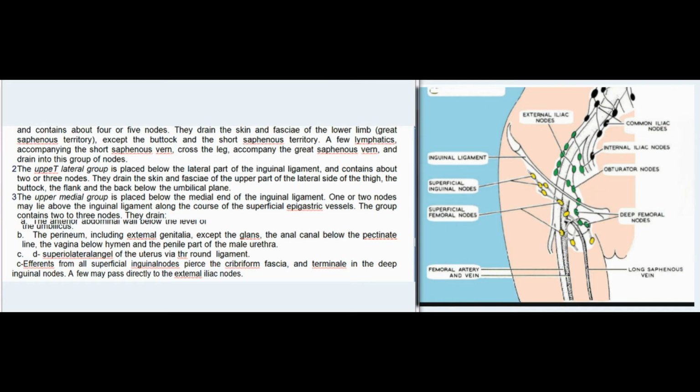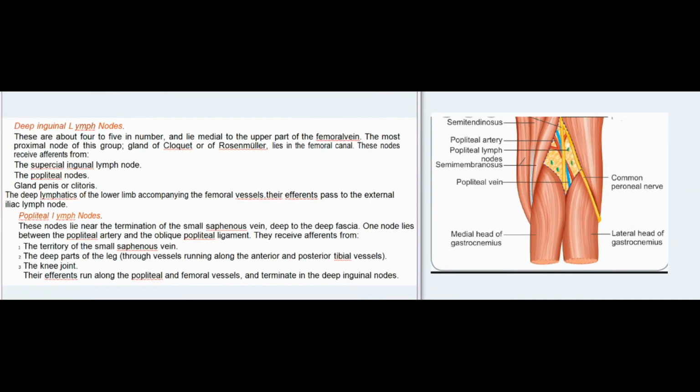Deep inguinal lymph nodes. These are about 4 to 5 in number, and lie medial to the upper part of the femoral vein. The most proximal node of this group, the gland of Cloquet or of Rosenmuller, lies in the femoral canal. These nodes receive afferents from the superficial inguinal lymph nodes, the glans penis or clitoris, and the deep lymphatics of the lower limb accompanying the femoral vessels. Their efferents pass to the external iliac lymph nodes.